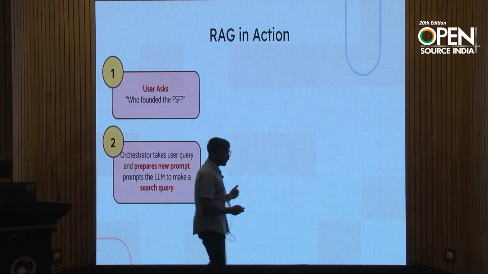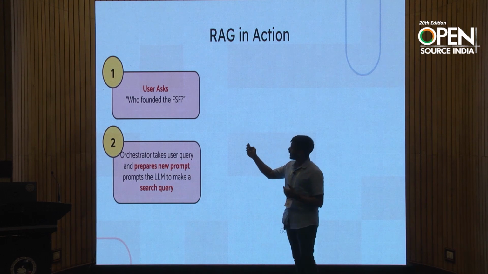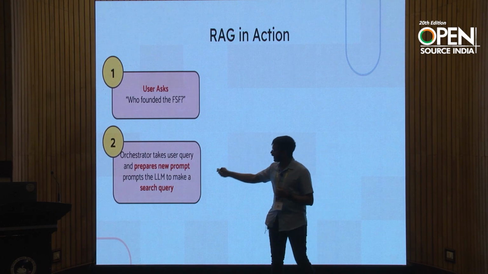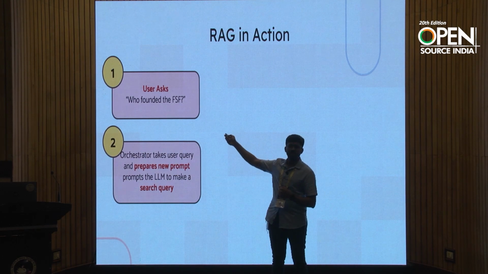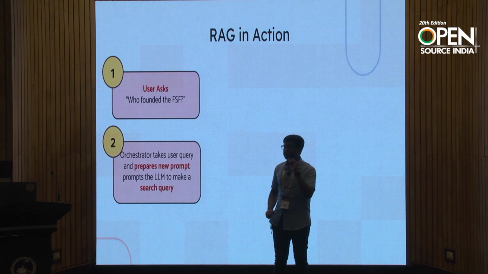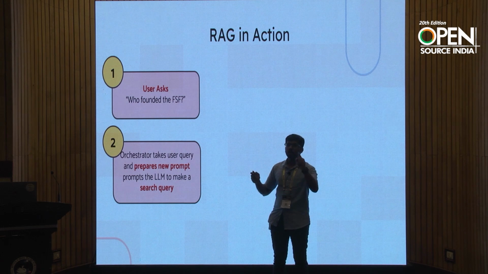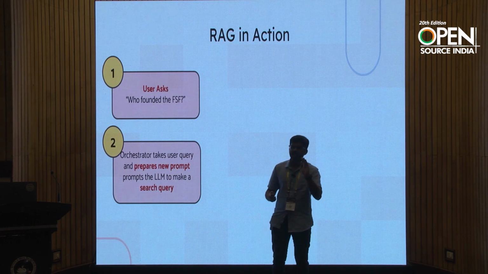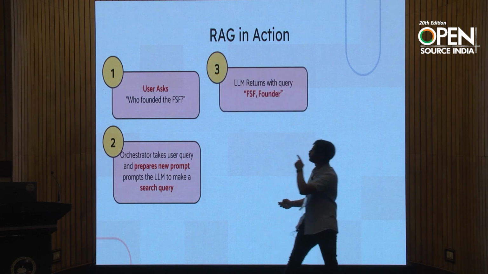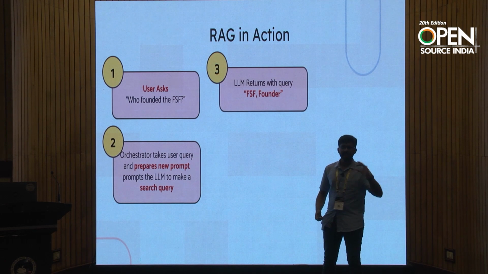So after this user question, the orchestrator is not going to ask the LLM that. It's going to prepare a brand new prompt which says, who founded the FSF? Don't give me the answer. Give me a search query that I can run against my database. Do not give me the answer. So what the LLM returns is no longer the answer to who founded the FSF, but the two words, FSF founder. These are the things that I want to search for in the database.